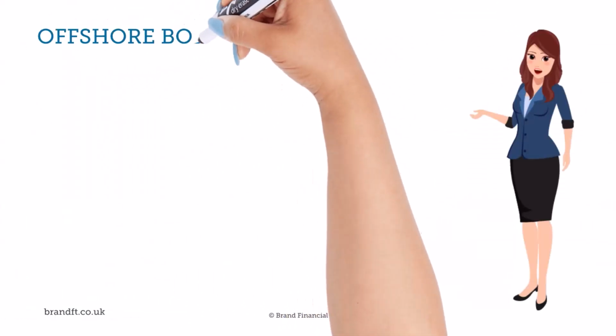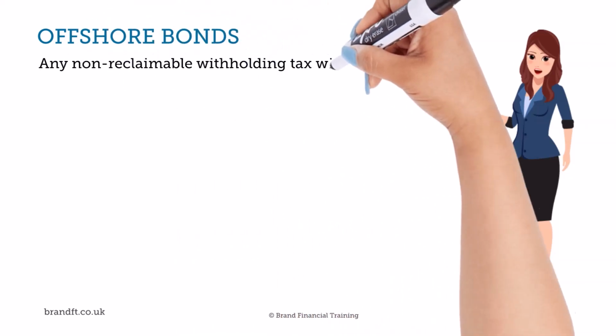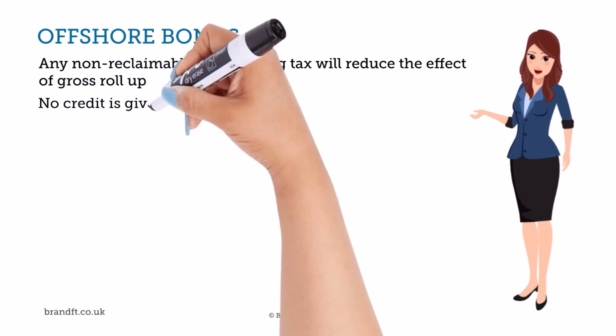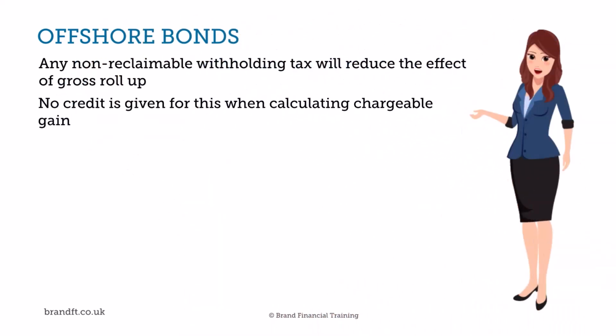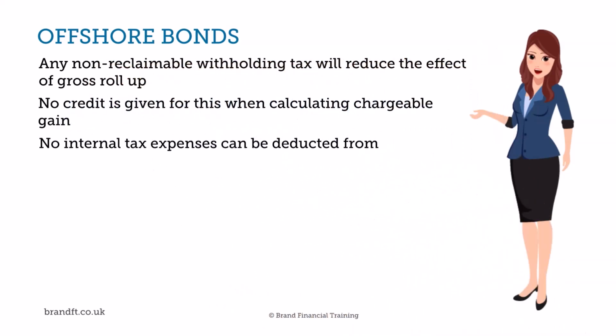When comparing onshore and offshore bonds, it should be remembered that any non-reclaimable withholding tax will reduce the effect of gross roll-up, that no credit would be given for this tax in calculating the chargeable gain, and that there is no internal tax that expenses can be deducted from, which will again reduce the effect of gross roll-up.